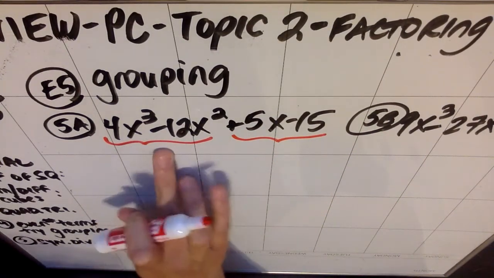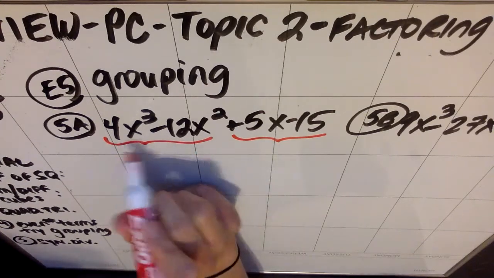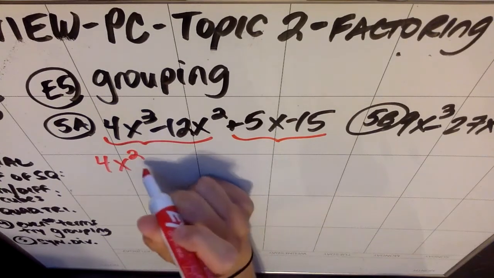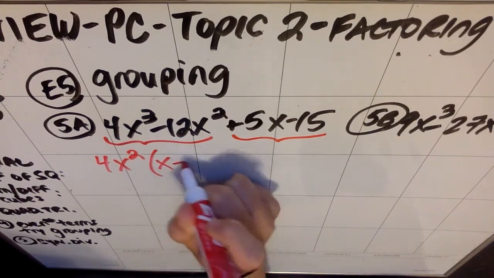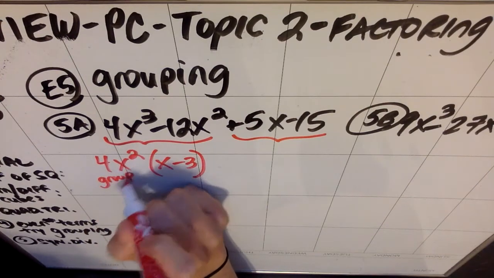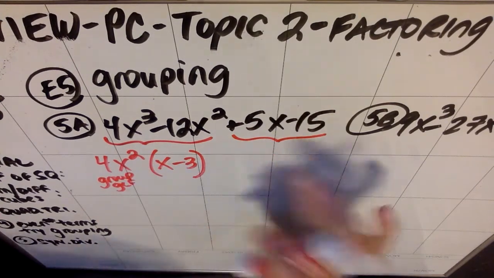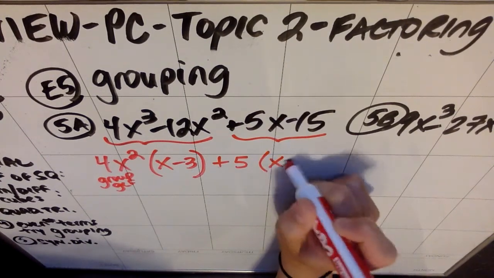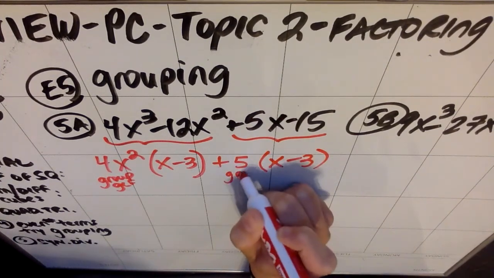So if we look at the first two, the group GCF, just these two, have a 4x squared in common, right? I can take out a 4x squared, and what would be left if I did that is an x minus 3. If I do the same thing on the back, these guys have a positive 5 that I can yank out, right? And sure enough, what's left is an x minus 3. Again, I took out that group GCF.